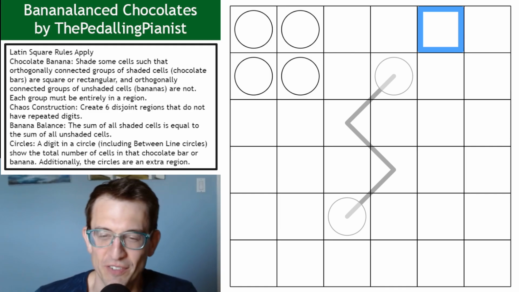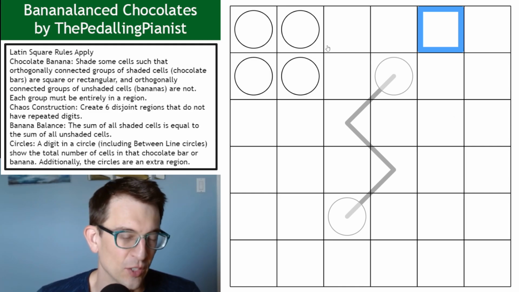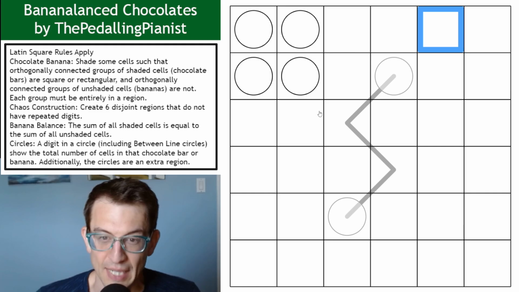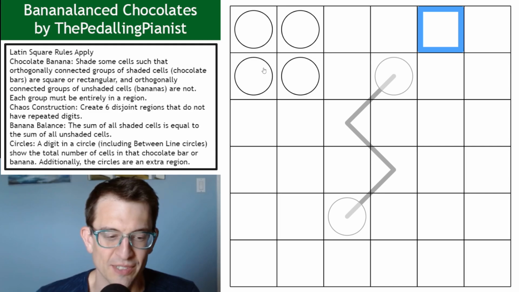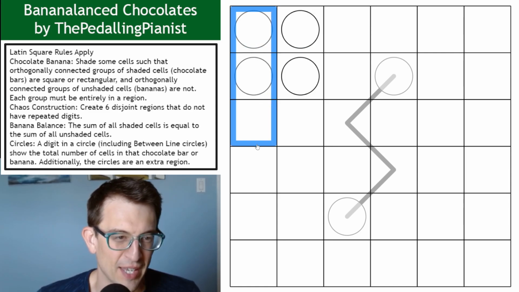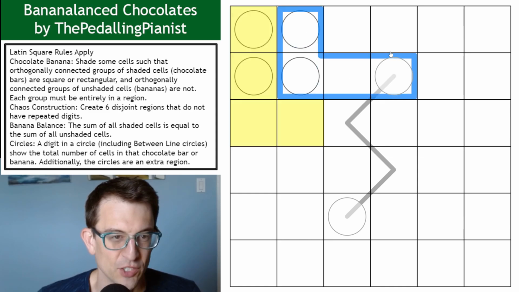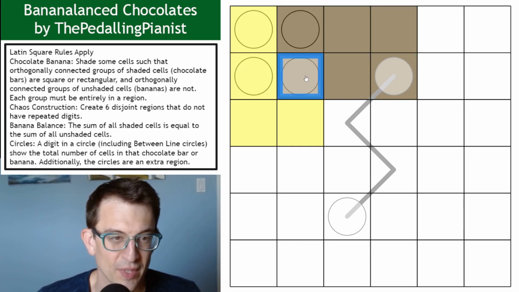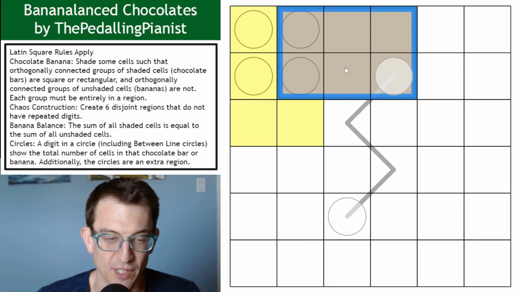Cocoa chaos construction. Find 6 non-overlapping or orthogonally connected 6-cell regions such that any chocolate bar or banana is entirely contained within one single region. Okay, so first of all, that's going to tell us that none of our regions are more than 6 cells. Second of all, the regions can all be added to other regions to make groups of 6. So for example, if I had a banana that looked like this and a chocolate that looked like this, well, first of all, since this chocolate would be 6 cells, that would be one of the 6-cell regions.